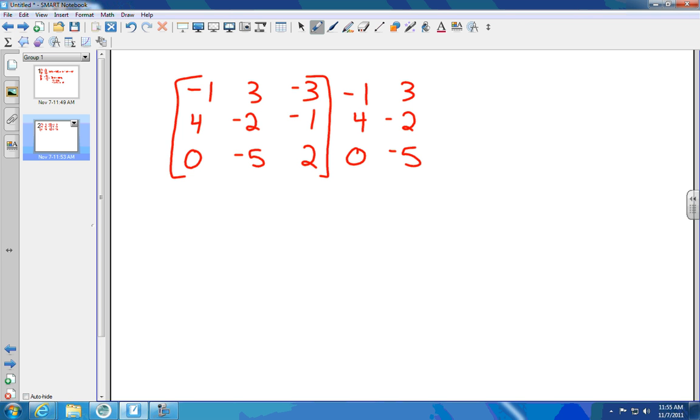Now, you do want to try to keep your numbers spaced about the same. Your columns and your rows about the same distance apart, because when you draw your diagonal, you want to make sure you're hitting the right numbers. So that's step 1, is just copy those numbers over there. Step 2 is draw 3 diagonal lines starting with the top left. And then you're just going to multiply each one of those.